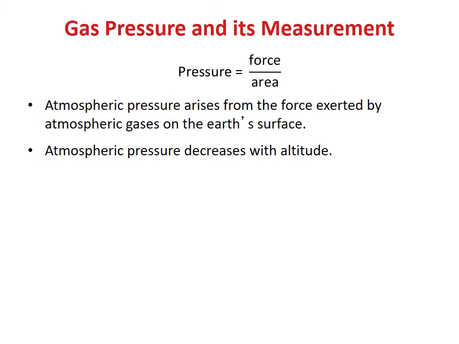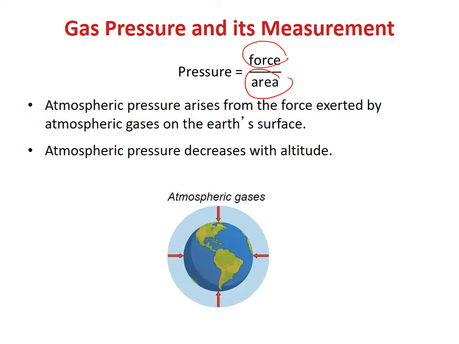Pressure is defined as force divided by area. Atmospheric pressure arises from the force exerted by atmospheric gases on the Earth's surface. Atmospheric pressure is usually 14.7 pounds per square inch. So a pressure of 14.7 pounds per square inch exists on the outside of your body, and it equals the pressure on the inside.